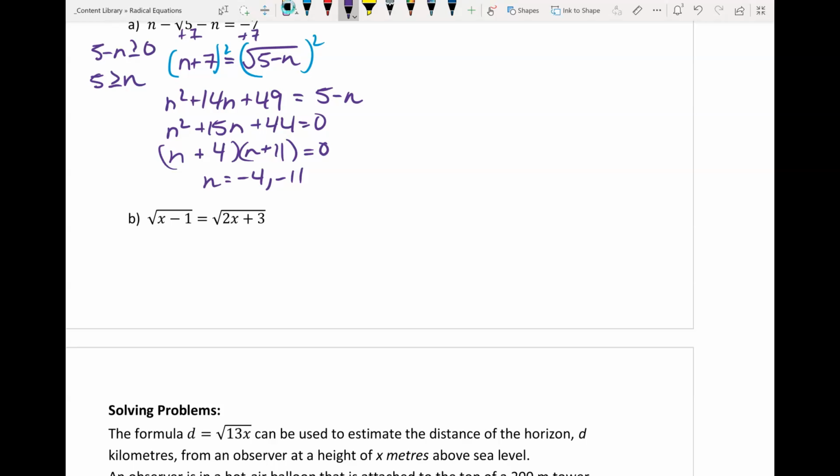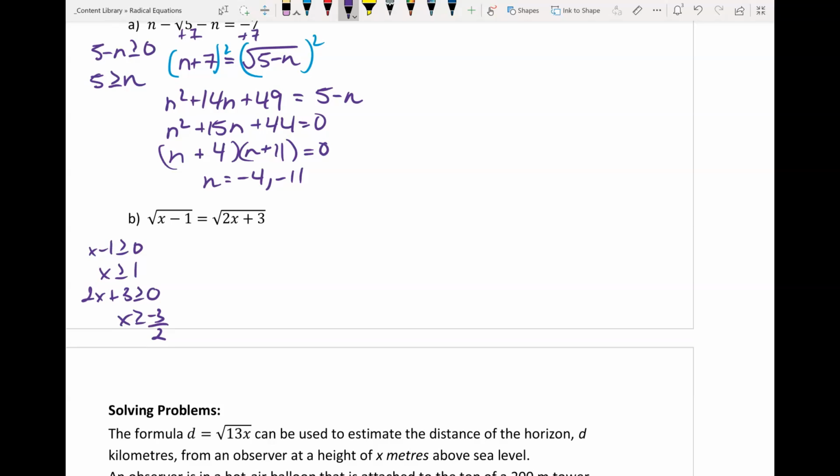Moving on to the next question. We need to state the restriction before we go ahead and try to solve this. So on the left side of our equal sign, x minus 1 has to be greater or equal to 0. Or in other words, x is greater or equal to 1. So that's one restriction. And then if you look at the right-hand side, 2x plus 3 has to be greater or equal to 0. And if I want to isolate my x, I just move the 3 to the other side and then divide both sides by 2. So x is greater or equal to negative 3 over 2.